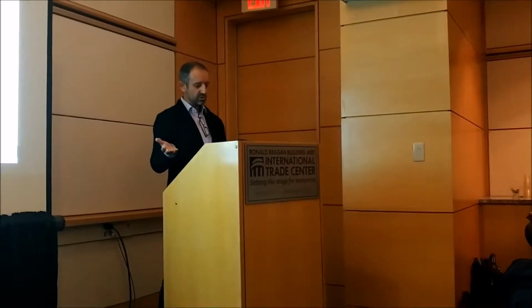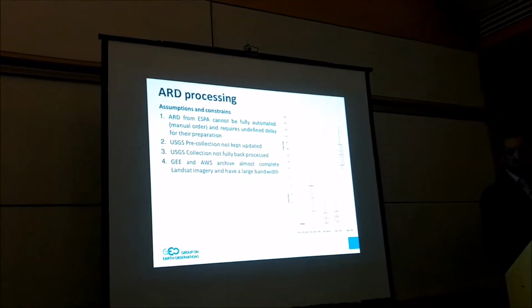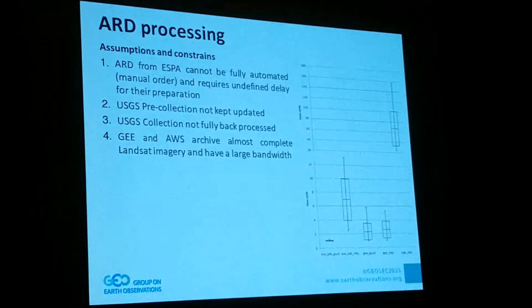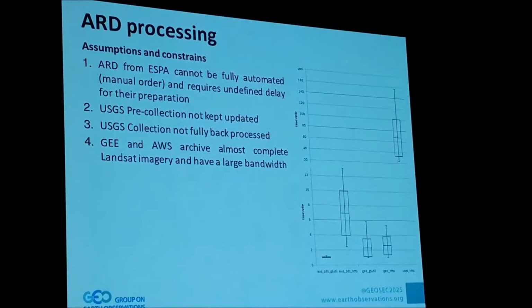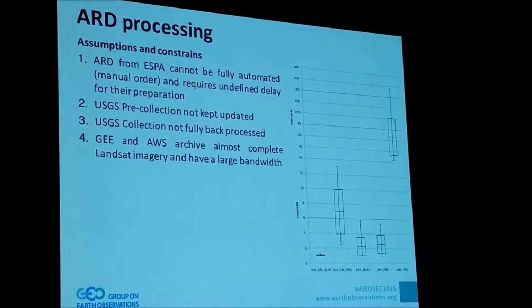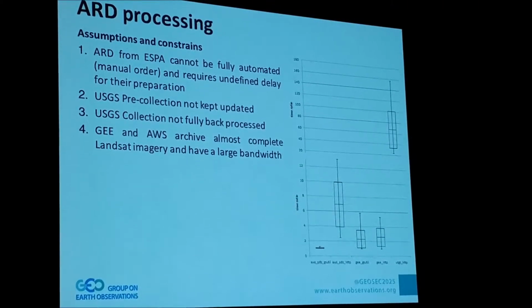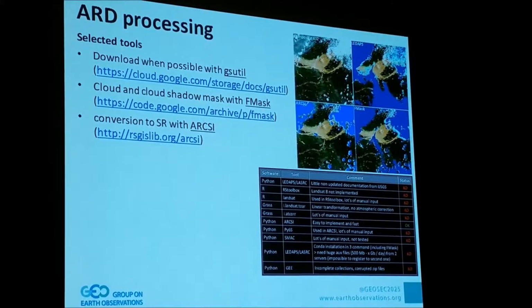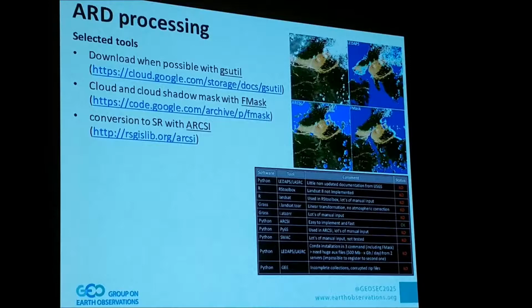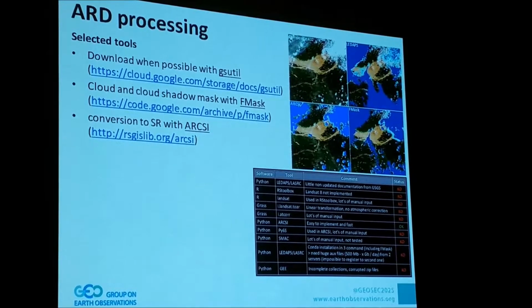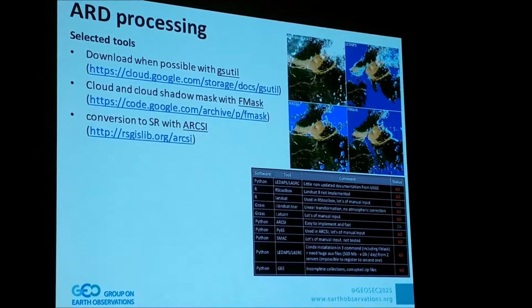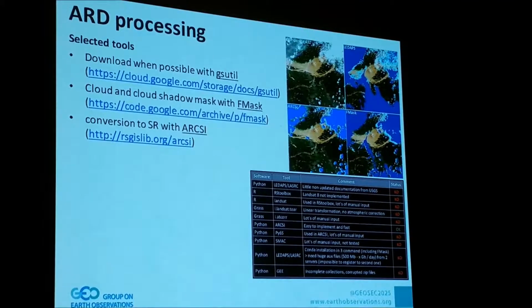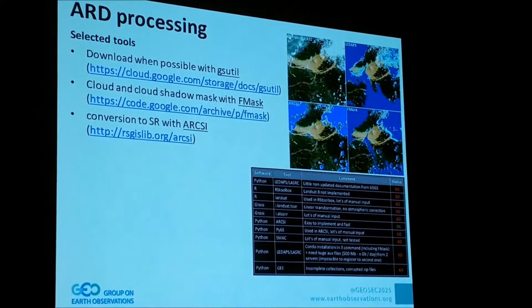We realized that the USGS pre-collection was not up to date, and the USGS collection was not fully back processed. We also realized that Google Earth Engine and Amazon Cloud were almost complete. So we used all these data sources for downloading the data. For the pre-processing, we use gsutil, a Google tool for downloading the data. We use Fmask for the cloud and cloud shadow mask, and for converting to surface reflectance, so far we use ARCSI.